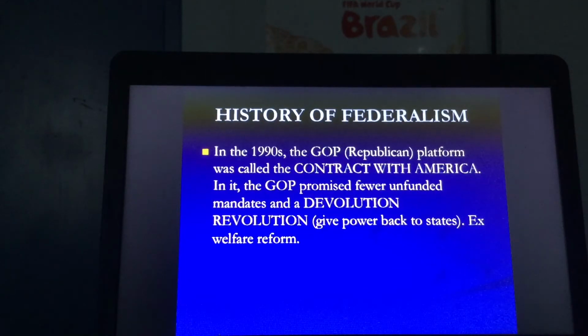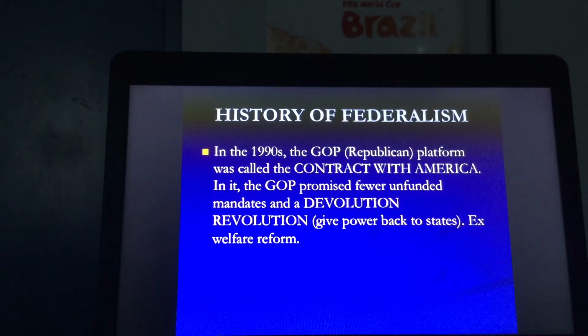Okay, in the 1990s, the Republican platform was called the Contract with America. And what they said to voters is, if you elect us to Congress, we promise you that we will give fewer unfunded mandates to the states because we're going to be a lot more state-friendly, and we're going to have what we call a devolution revolution. Devolution means when the national government voluntarily gives power to states. They don't have to, but they choose to. And so the Republicans said, we're going to do a devolution revolution, and they won.